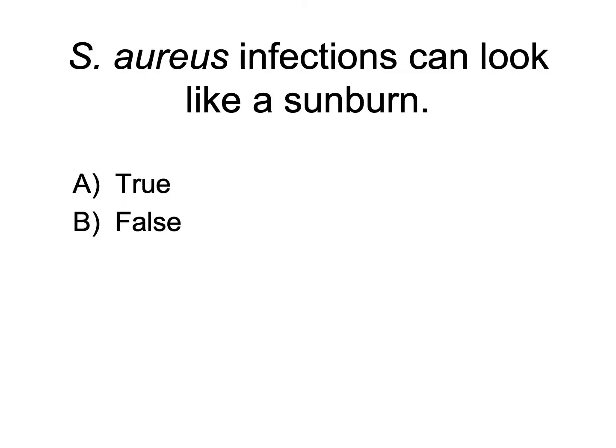All right, let's do some review questions over this chapter. Staph aureus infections can look like a sunburn. A, true. B, false. The answer is A, true. Remember, they have that exfoliative toxin that can cause the skin to peel off in sheets and look like a burn. It can look like a sunburn. It's very raw and inflamed looking because it has that exfoliative toxin.